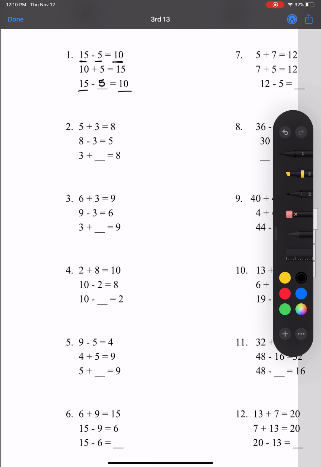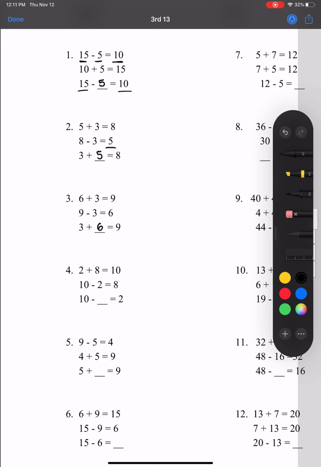5 plus 3 is 8. 8 minus 3 is 5. 3 plus what equals 8? The missing number in the last equation is 5, so the answer should be 5. 6 plus 3 is 9. 9 minus 3 is 6. 3 plus what equals 9? It should be 6, and if you want to check it, 6 plus 3 indeed equals 9.